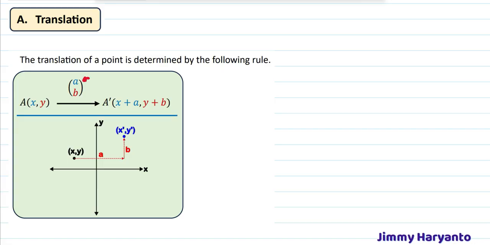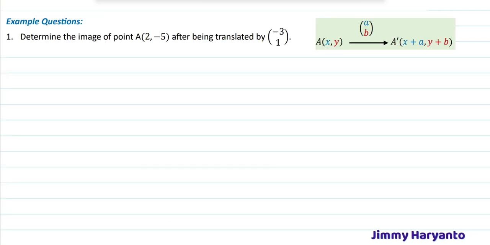I already explained a and b in the previous lesson. So if you translate point A by a and b, the image or the result will be x plus a and y plus b. That is how you calculate the image of the translation. Okay, after we know the formula, let's try these example questions.